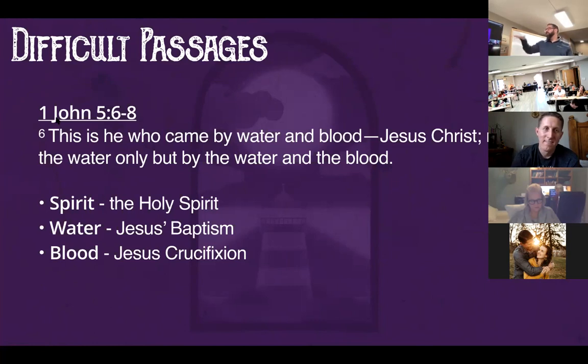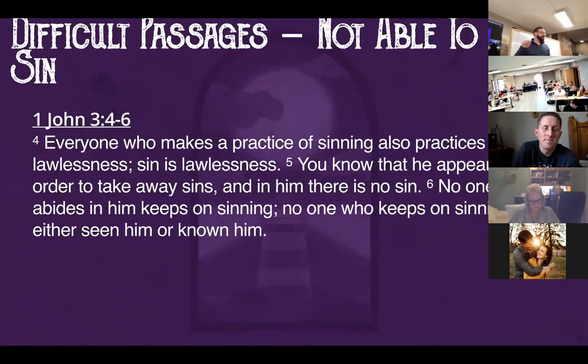Let's go to next. So water and blood is mainly talking about his baptism and his crucifixion. Next difficult passage, not able to sin. So in 1 John 3:4-6, everyone who makes a practice of sinning also practices lawlessness. Sin is lawlessness. But you know that he appeared in order to take away sins, and in him there is no sin. No one who abides in him keeps on sinning. No one who keeps on sinning has either seen him or known him.